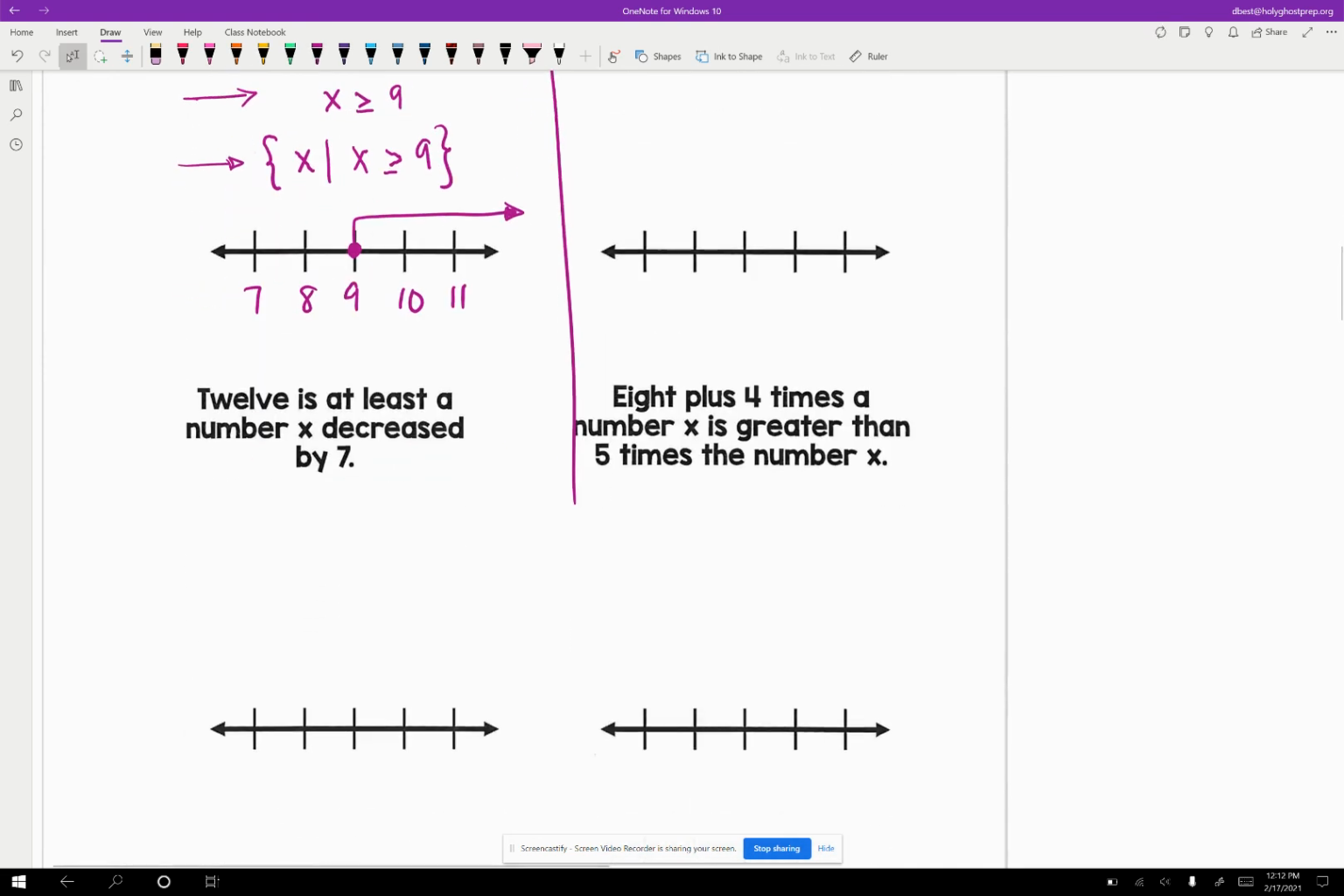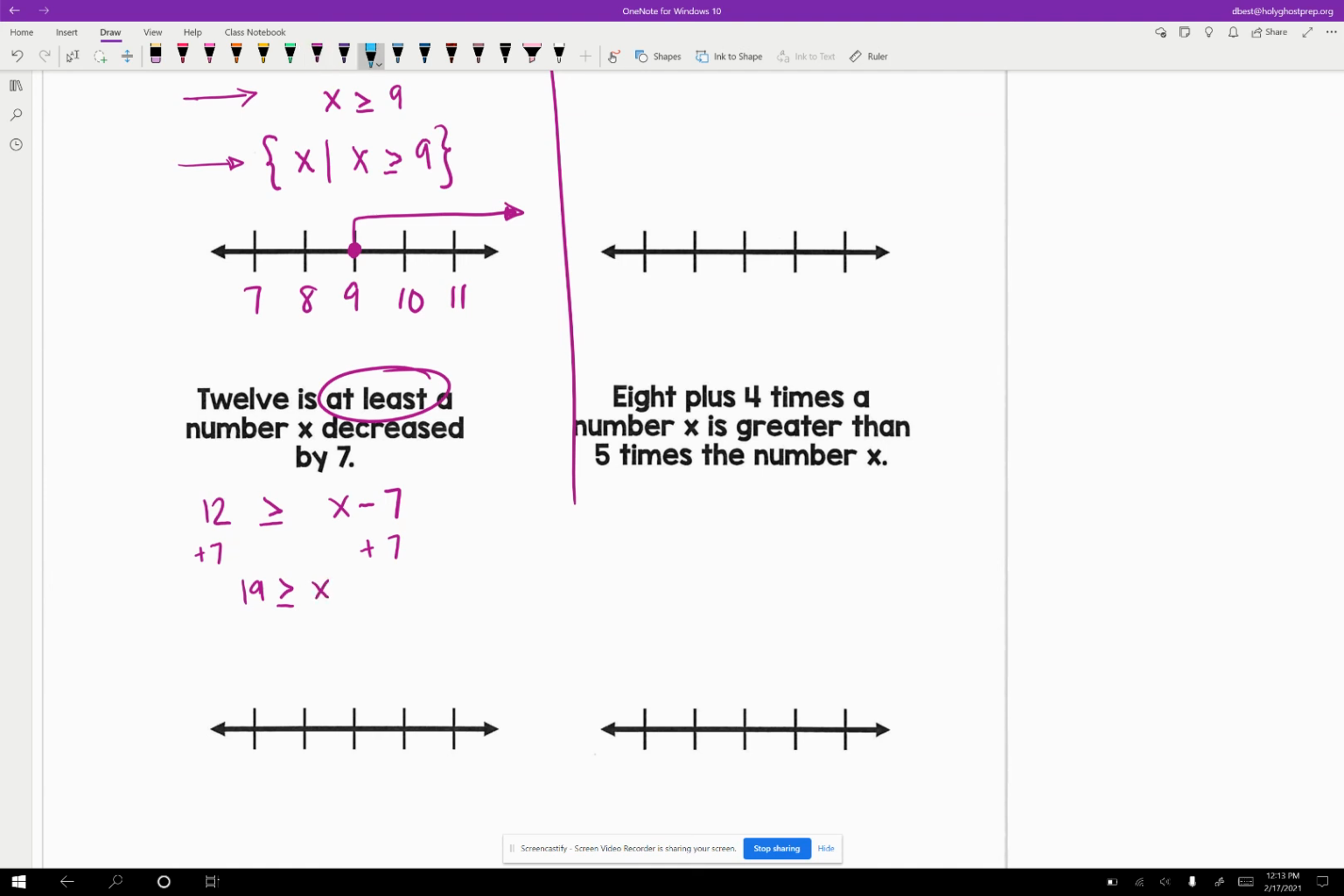And the last one I want you to try is down here on the left. 12 is at least a number x decreased by 7. So 12, then here's my keyword, at least, so greater than or equal to x decreased by 7. So I have to subtract. So check your setup first. Then I'm going to add 7 to both sides, and I have 19 is greater than or equal to x.